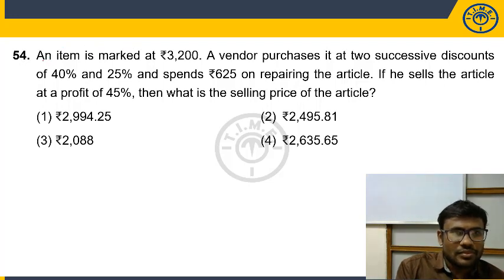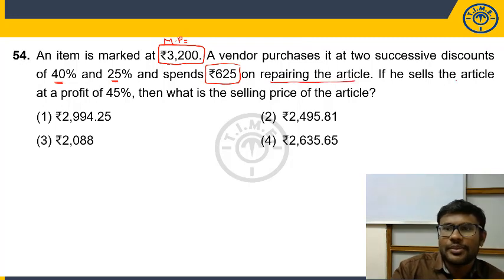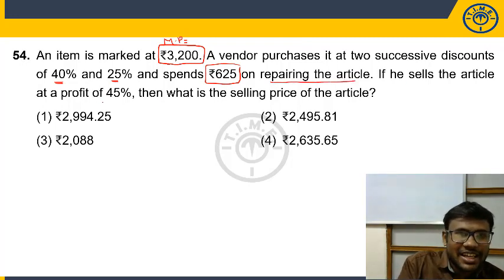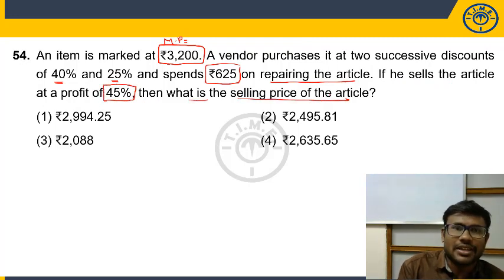Next question. An item is marked at 3,200. The market price is given as 3,200. A vendor purchases at two successive discounts of 40% and 25% and spends 625 rupees on repairing the article. If he sells the article at 45% profit, what is the selling price of the article?